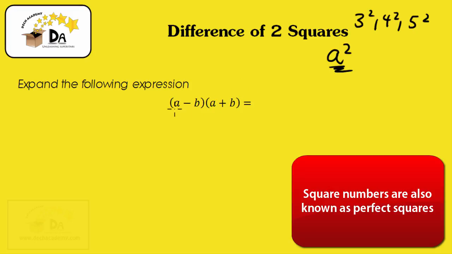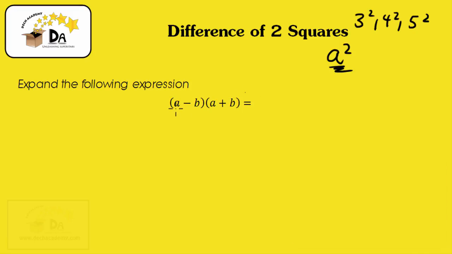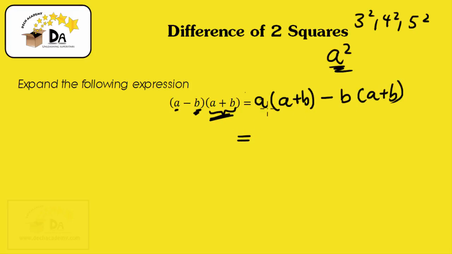Expanding gives the following. Take the first term inside the first bracketed expression, multiply it by the second bracketed expression. Note the sign after the term. Then take the second term in the first bracketed expression and multiply it by the second bracketed expression. And then we expand each of these terms, and this gives the following.